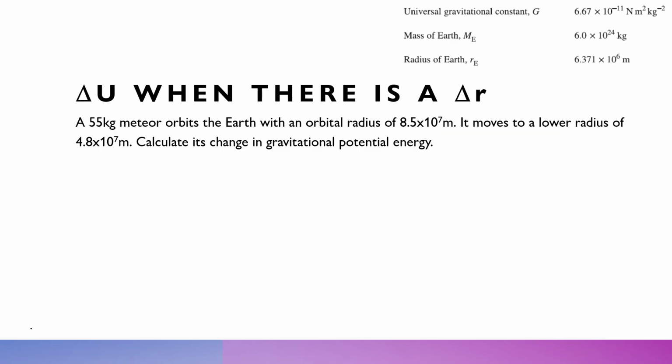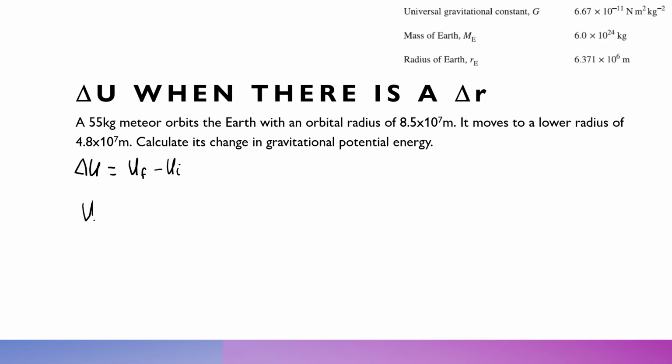I've also got two calculations for you today. The first one is getting us to look at changes in gravitational potential energy when we move between orbital radii. So we have a 55 kilogram meteor, which is orbiting the Earth at an orbital radius of 8.5 times 10 to the 7 meters. It moves to a lower radius of 4.8 times 10 to the 7 meters, and we're being asked to calculate the change in gravitational potential energy. Now, in order to do this, the change in gravitational potential energy, we know to be the difference between the final and initial gravitational potential energies. So what we need to do is calculate for both of those potential energies and then substitute.